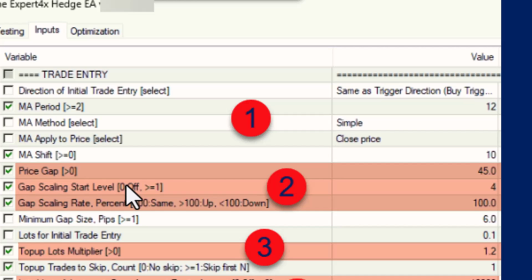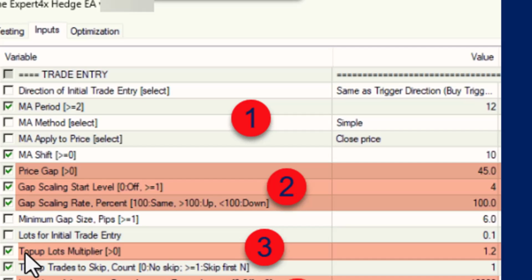These settings determine how big your grid top-up process will be, whether you're using very small top-ups or very large ones. The larger they are, the lower the risk. The smaller they are, the bigger the risk.